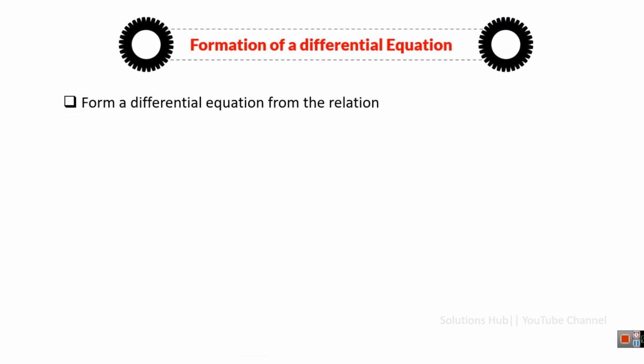So here is our question. We are going to form a differential equation from that particular relation. It is quite clear that in this relation, that is y is equal to a sin x plus b cos x, x is an independent variable and y is the dependent variable on x.